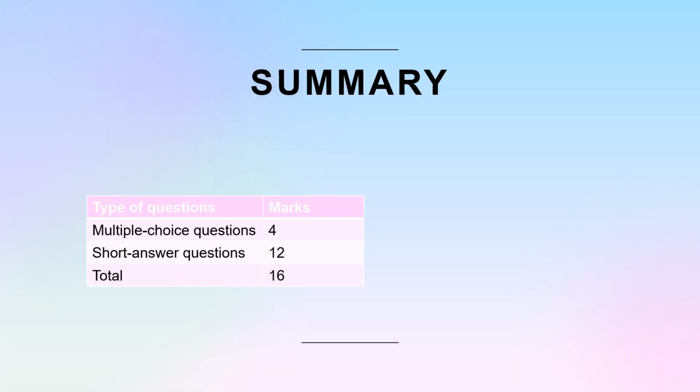There are 4 multiple-choice questions worth 1 point each, totaling 4 marks, and 1 short answer question worth 12 marks. The overall score for this section is 16 points. With a total possible score of 120 points, the percentage for this section was 13.3% of the total score.